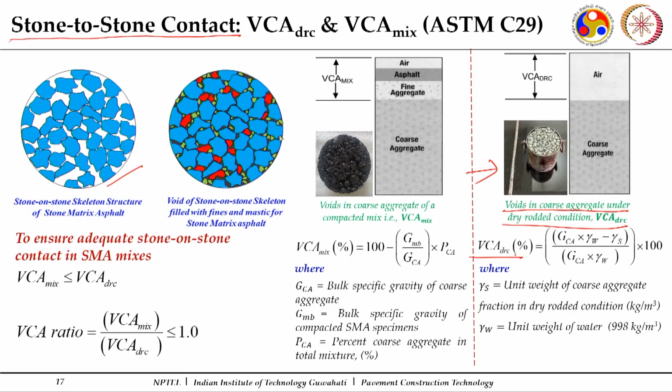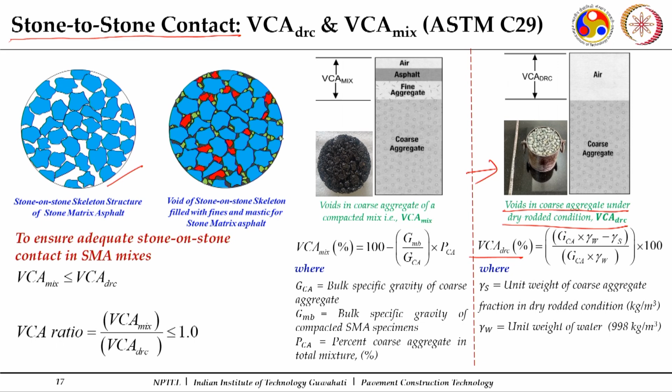So I can work out the volume which will be there in this compacted aggregates in this particular cylindrical mould. So this gives me my VCA DRC, which is voids in coarse aggregates in dry rodded condition, because there is no binder, only aggregates are there. So this is for coarse aggregate.